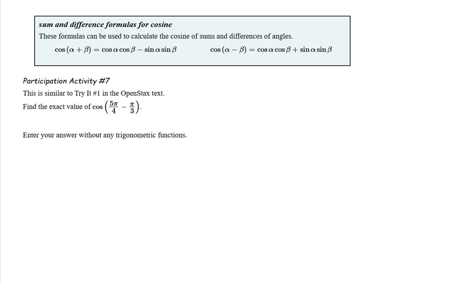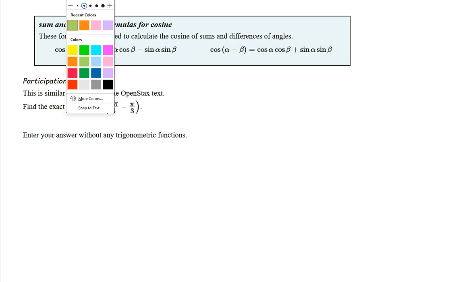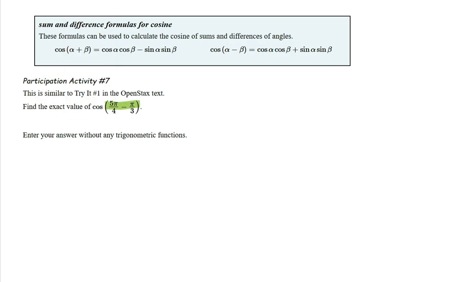This activity involves the sum and difference formulas for cosine, and they want me to find the exact value of the cosine of 5 pi over 4 minus pi over 3. Now that's a subtraction. So we're going to be using this one over here because that one's the subtraction. So just ignore the cosine with the plus sign in it.